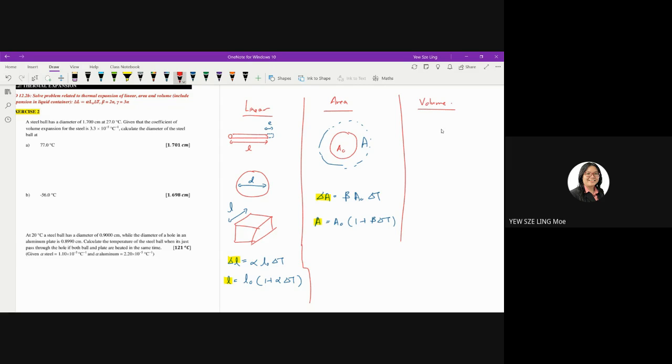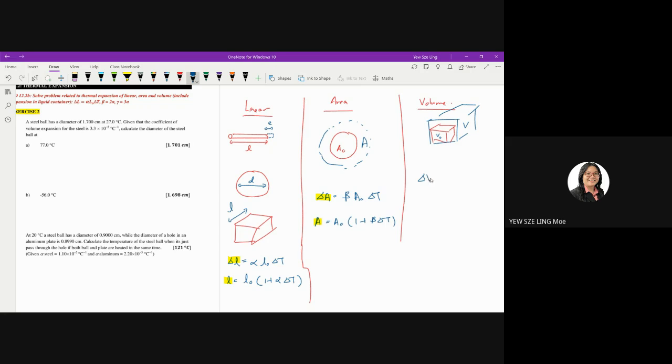So a volume, okay, now volume, you are not looking at the side anymore. You're looking at the whole object. Okay, so this whole thing expands. This whole box becomes larger. Let's say now it becomes so much bigger. Okay, so this is expansion. So you have a V initial and then you have V final.